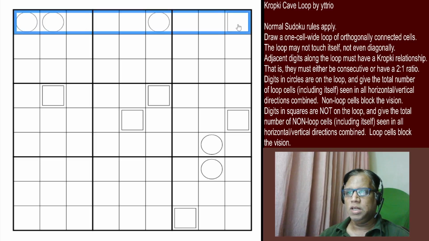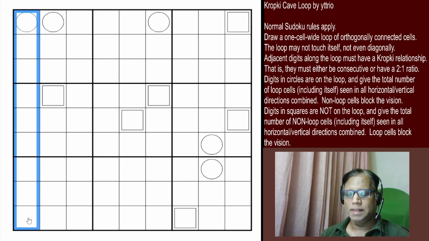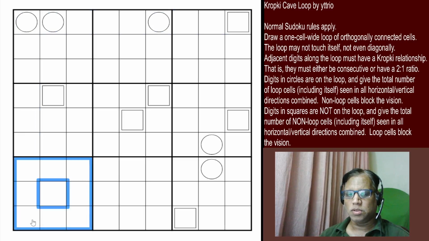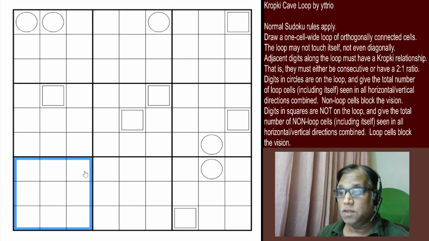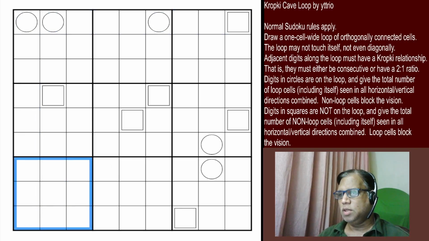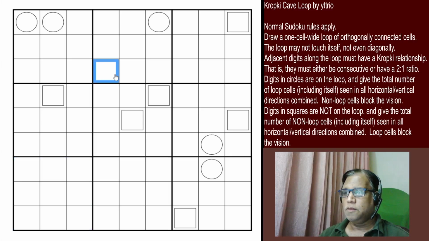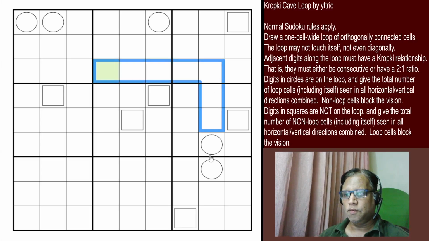That means each row, each column, and each 3 by 3 box contains the digits 1 to 9 only once, without any repetition. Now the loop. Draw a one cell wide loop of orthogonally connected cells. The loop may not touch itself, not even diagonally. So what that means is that we'll have to have some kind of loop here.